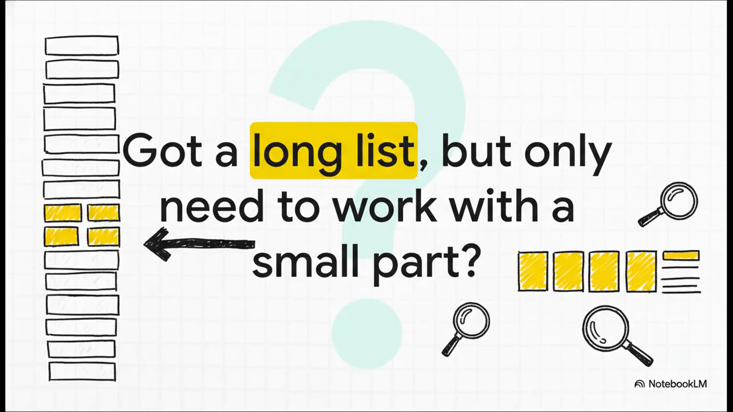I mean, just picture it. You've got a list with maybe thousands of items. But for what you're doing right now, you just need, say, items 50 through 75. How do you grab just that part without a big headache?